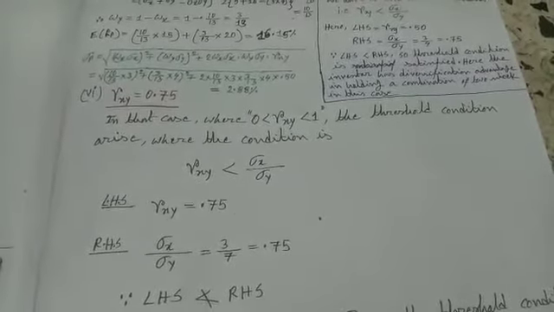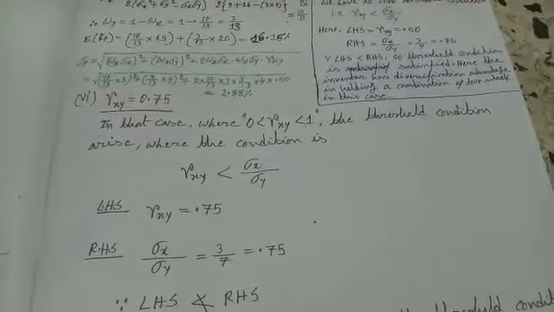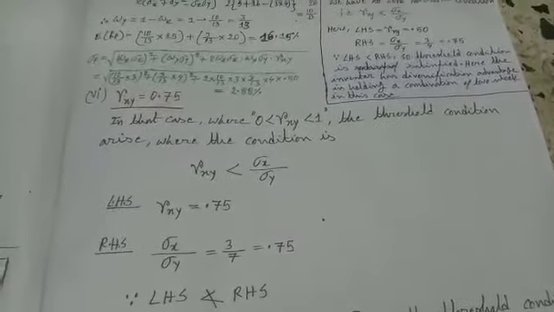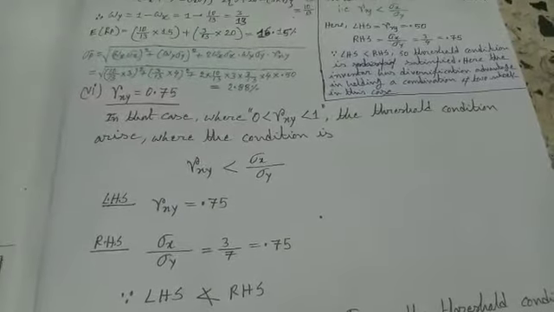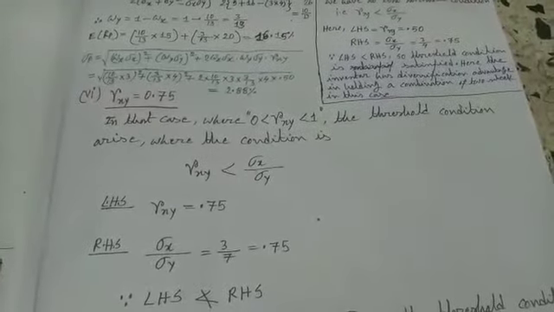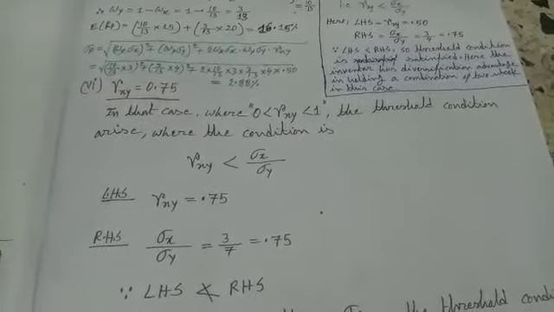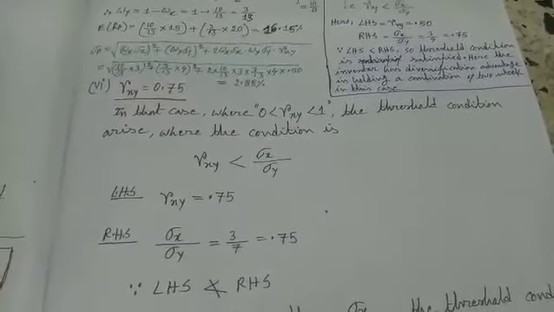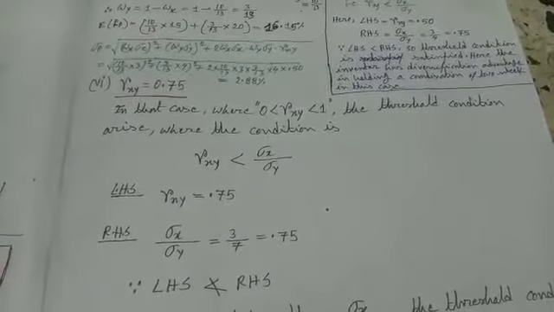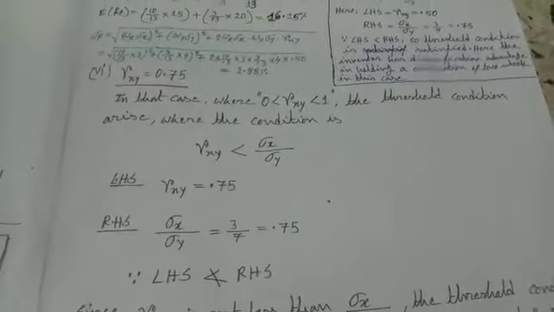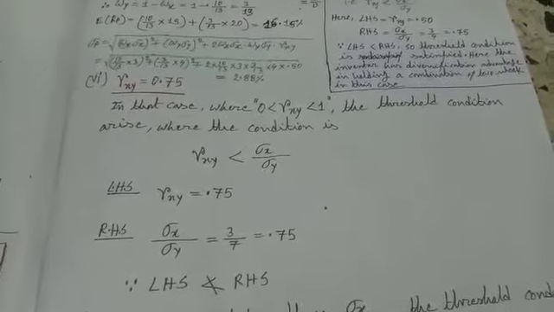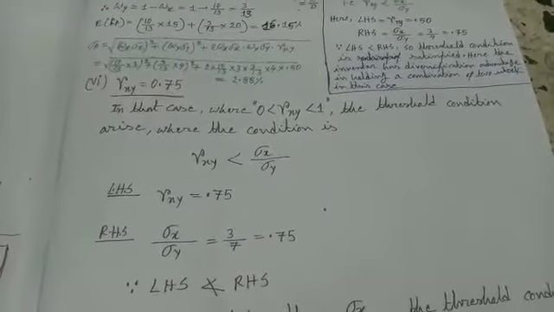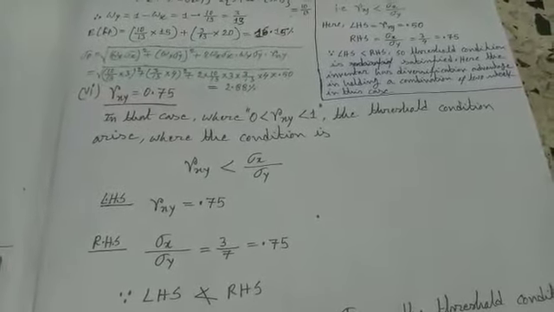the threshold condition is not satisfied, and in such circumstances there will be no diversification benefit by constructing a portfolio combining security X and security Y, and in such a case the risk averse investors will invest their money in the security having the lower risk, that means in security X with expected return of 15% and risk of 3%.